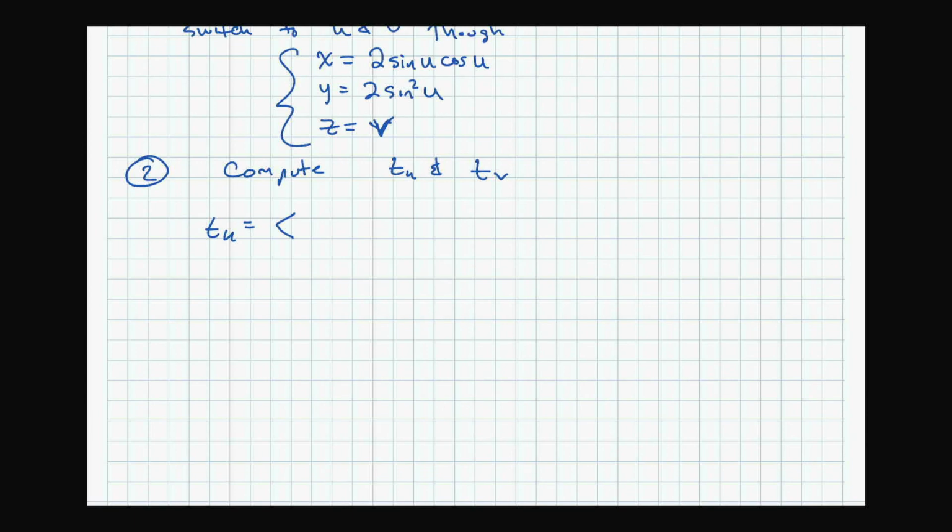So you got a product rule up here for that sine u cosine u. So it'll be like 2 sine u times the derivative of cosine u, which is negative sine u, plus the derivative of sine u, which is cosine u. So 2 cosine u cosine u. So you end up with 2 cosine squared u minus 2 sine squared u.